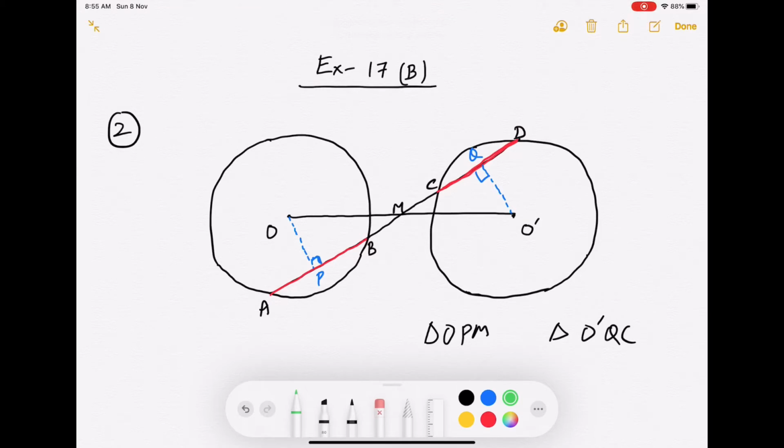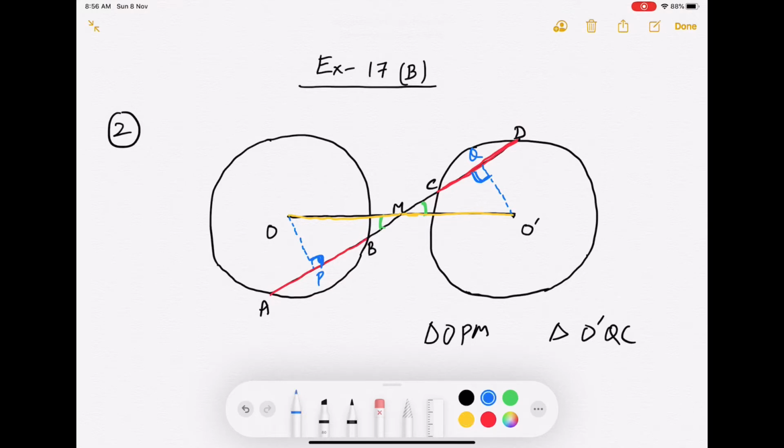I can see that angle OMP will be equal to angle O dash MQ because they are vertically opposite angles. Then angle OPM is 90 degrees and angle O dash QM is 90 degrees according to our construction. And what else is equal? Can I say that OM is equal to O dash M, because M is the midpoint of the line joining the centers O and O dash.